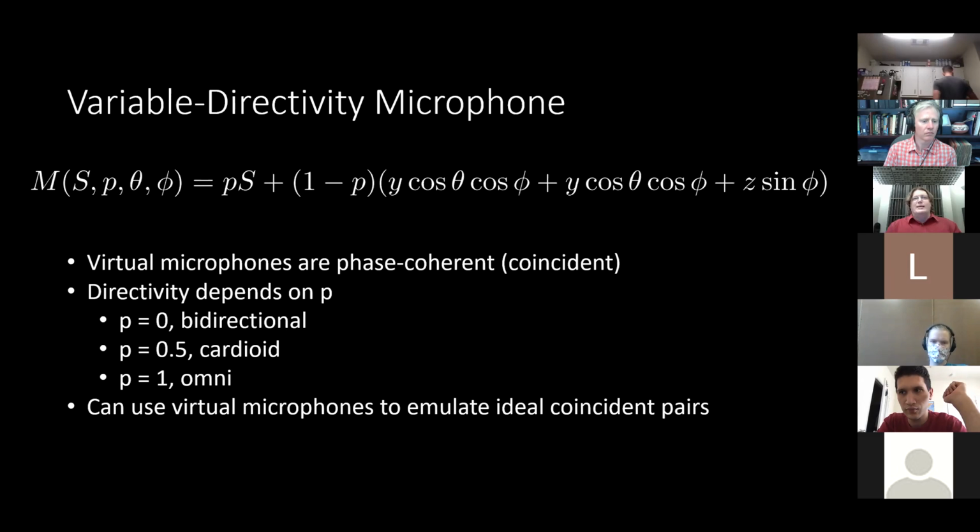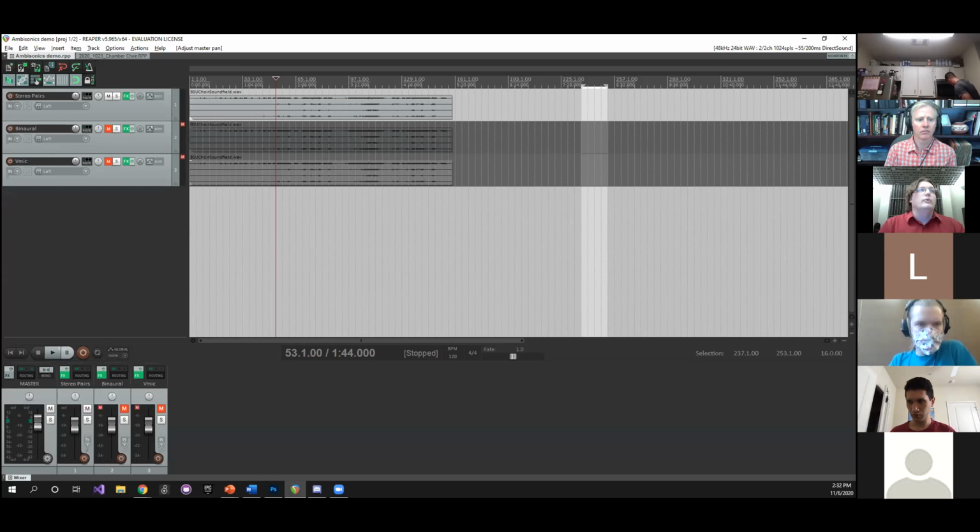P equals 0 in this case would give us a bidirectional. P equals 1 would give us omni. And then P 0.5 would give us a cardioid polar pattern. And so one of the big uses of this is that we can use two virtual microphones to emulate ideal coincident pairs. That was one of the things I wanted to show. Of course, we're not getting stereo, but I can at least show you what it looks like.